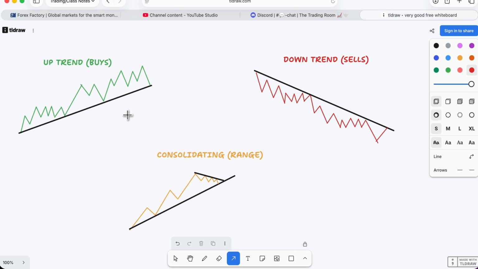So for key levels, we are looking for areas where price consolidated. Again, we're looking horizontal, so left to right.